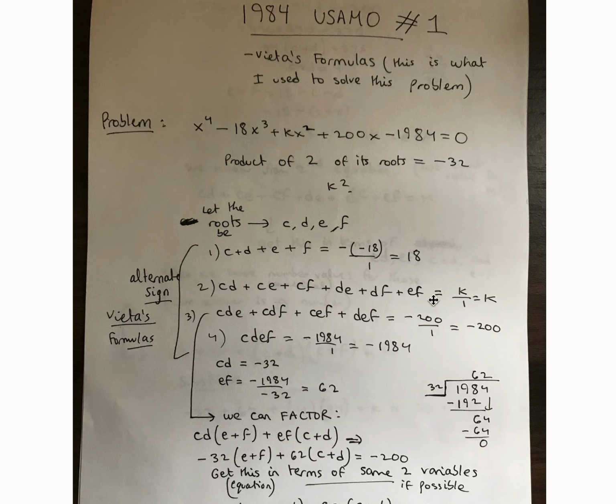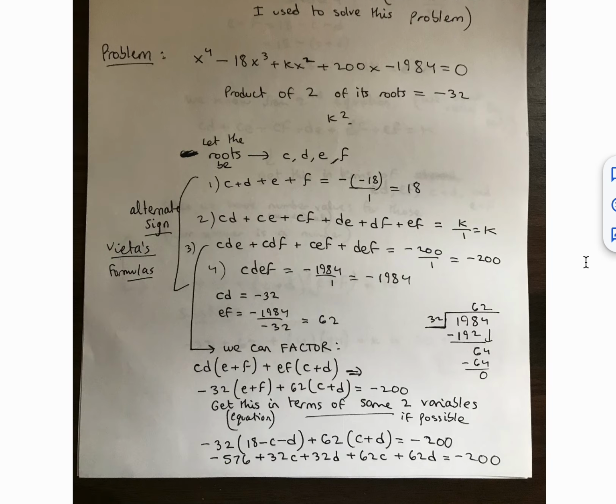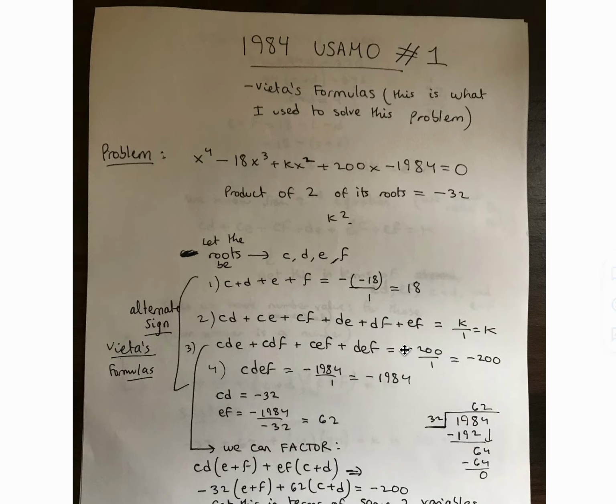So for double pairwise, I would just equal it to positive k divided by positive 1, which is just k, right? Triple pairwise would be negative 200, because this is negative, positive, negative, divided by 1, which is just negative 200. And finally, the product would just be negative 1984. But remember, there's a positive here, and positive and negative is just a negative. So negative 1984 divided by 1, which is negative 1984. Okay. So we have our Vieta's equations down. So now we can proceed with the problem.